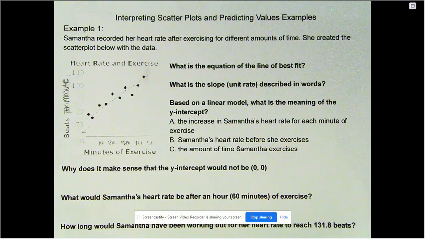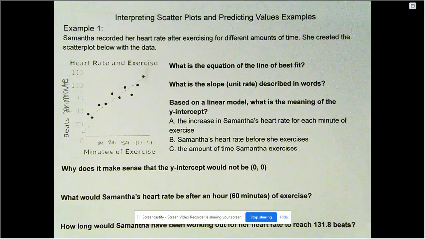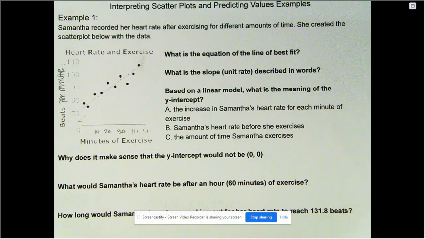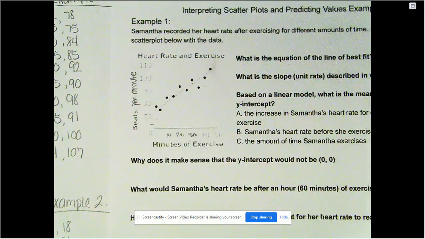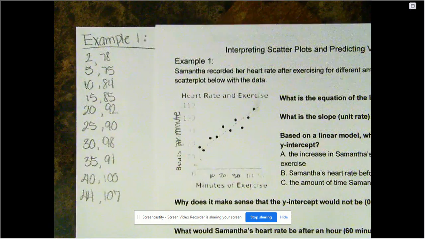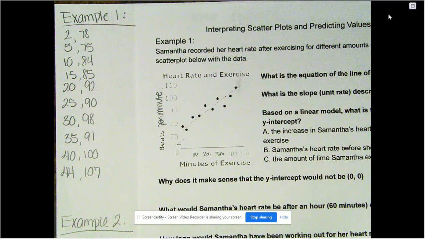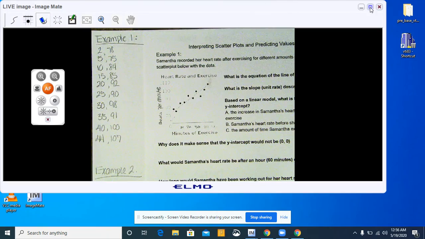Example number 1: Samantha recorded her heart rate after exercising for different amounts of time. She created the scatter plot below. What is the equation of the line of best fit? You need to take these points located inside the scatter plot and estimate what point values you think they have. I listed them off to the side on a separate sheet of paper, and then I went into Desmos.com and created a table.